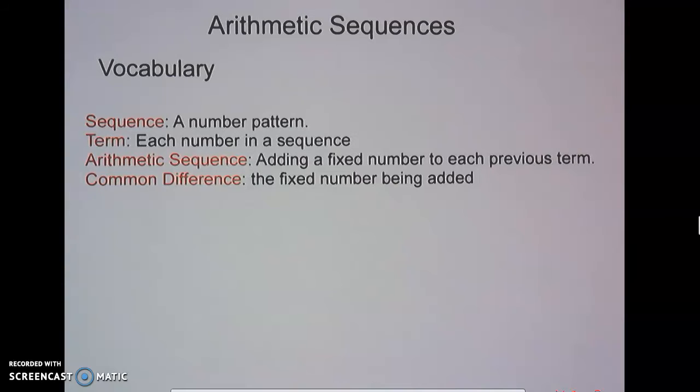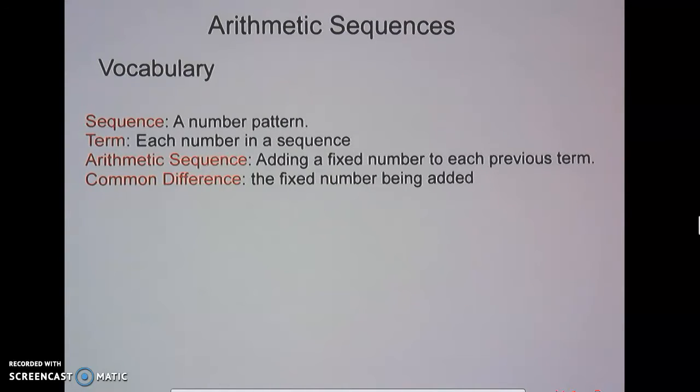Today we're going to talk about arithmetic sequences, and there are a few vocabulary words that we need to talk about before we get to those. So a sequence is a number pattern, something where a pattern is happening with numbers. It could be that the numbers are being added or subtracted or multiplied, divided, but there's some sort of pattern happening to it.